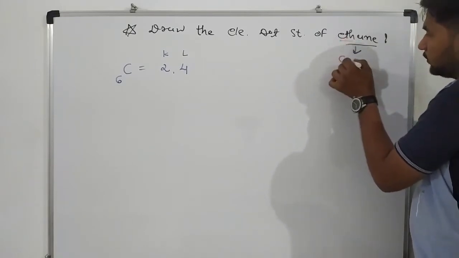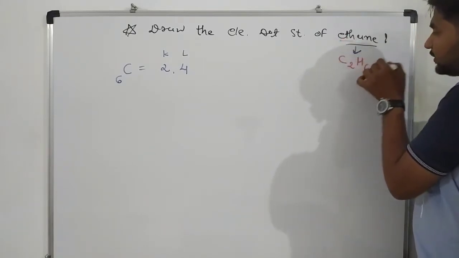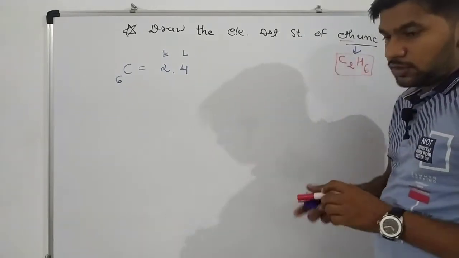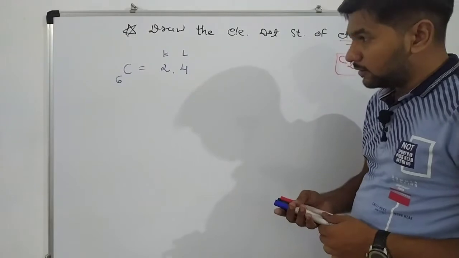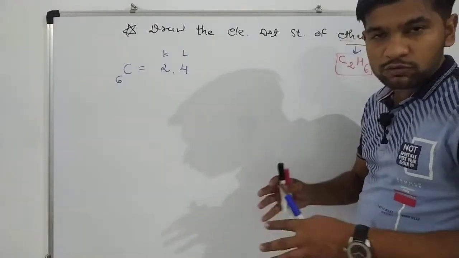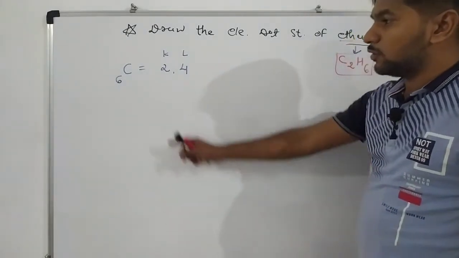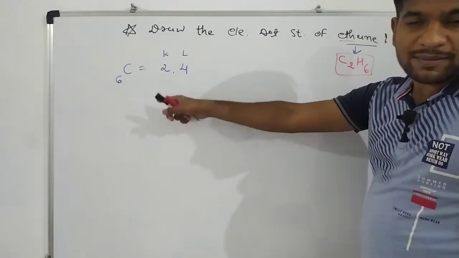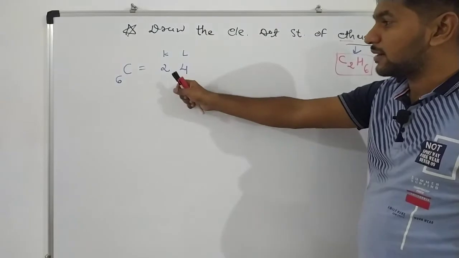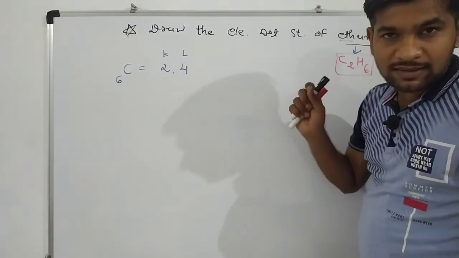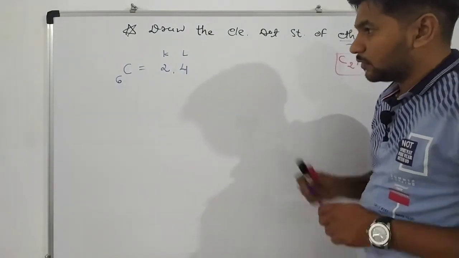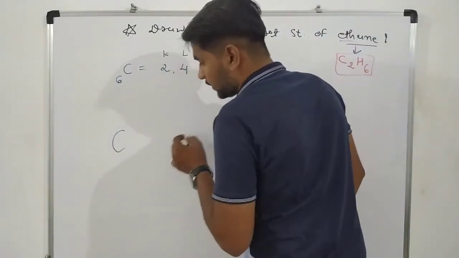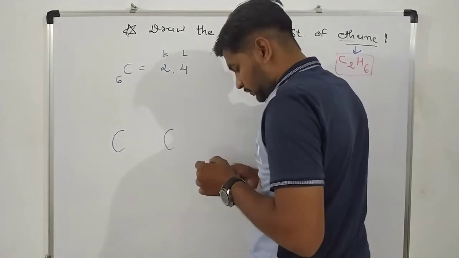The formula of ethane is C2H6. Okay बच्चों, C2H6. Now what we have to do is take 2 carbon atoms. Each carbon atom has 4 valencies, that is, tetravalency. Okay, so let's see. Here is the first carbon, here is the second carbon.